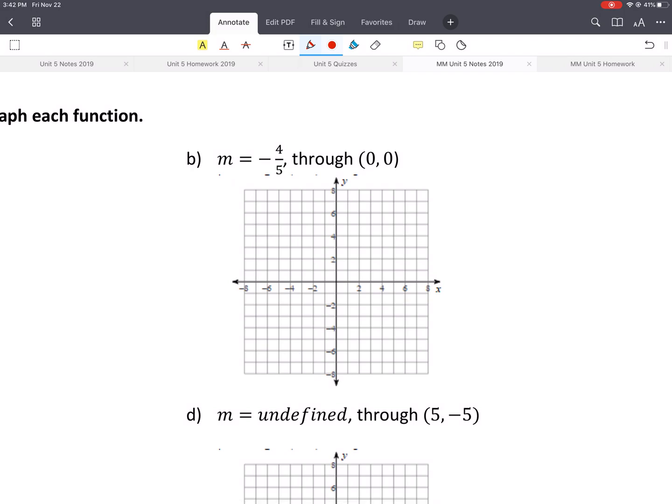Here's another point, 0, 0. This time our slope is -4 over 5, so we'd go down 4 over 5, which would be somewhere over here. And then you'd go the same direction too. And then we'll just connect all those dots. Okay, that's it.